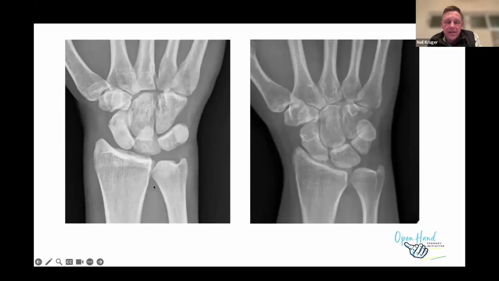This x-ray here on the left-hand side is the pathological one. This is a normal one. To the untrained eye who hasn't looked at a lot of wrist x-rays, it is very easy to say, well, look, this left wrist x-ray looks normal. Okay, it is not normal.